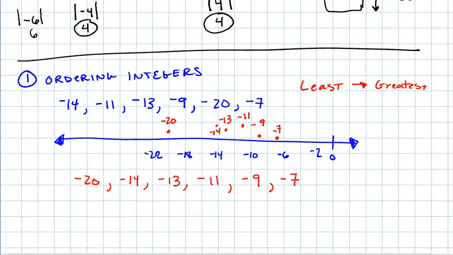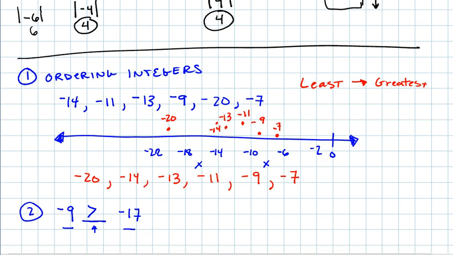Now let's take this one step further. Let's say that I want to compare two integers. Say I have the integer negative 9, and I want to compare it to the integer negative 17. Well, negative 9 would fall here, and negative 17 would fall here. So that means that negative 17 is smaller than negative 9. So I'm going to use a greater than sign, and it reads negative 9 is greater than negative 17.